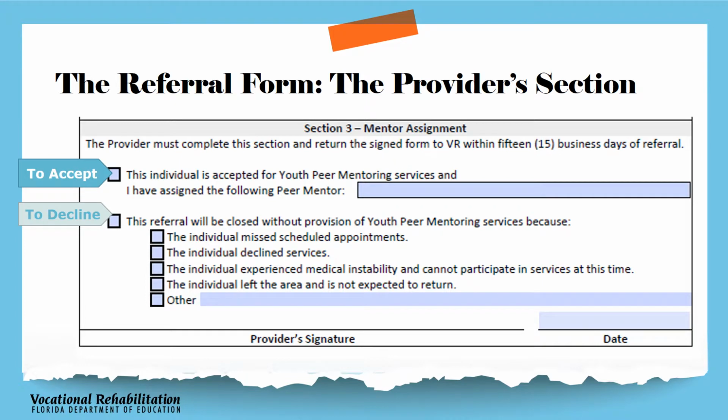Next, you will make your referral acceptance decision. If you are accepting the referral, check the first box and fill in the peer mentor's name. Coordinators cannot be listed in the name field and cannot serve as the mentor. If you must decline the referral, check the second box and indicate your reason. Whether accepting or rejecting a referral, you must sign and return it to VR within the 15-day time frame.